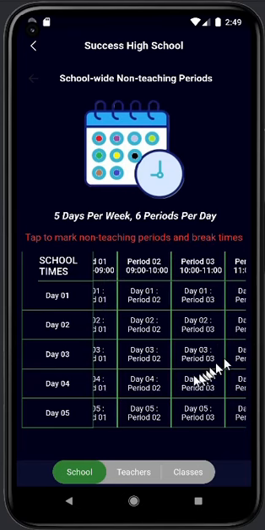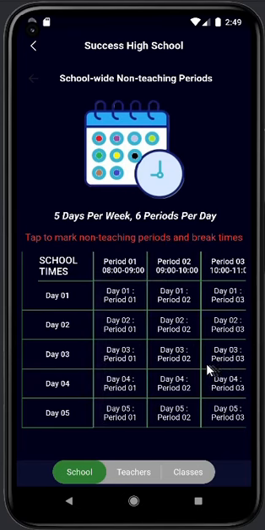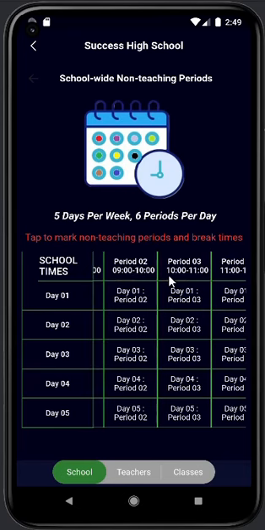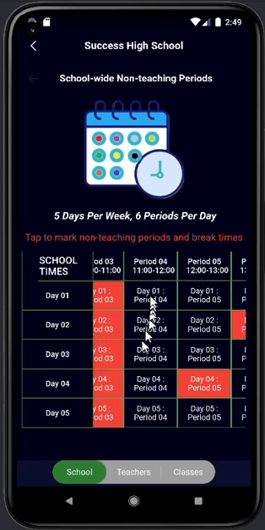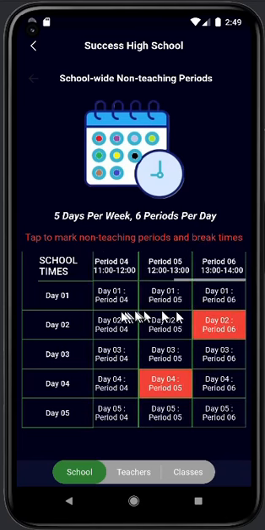Our sample school has a single school break, and it runs from 10 a.m. to 11 a.m. We can specify the break by tapping on period 3 for each day of the week, or by simply tapping on the period name, which is period 3. If the school had another break period, we would similarly specify it that way.